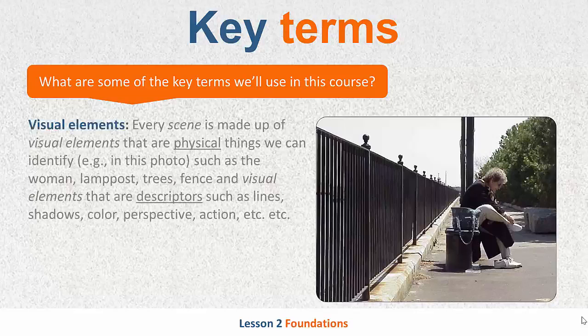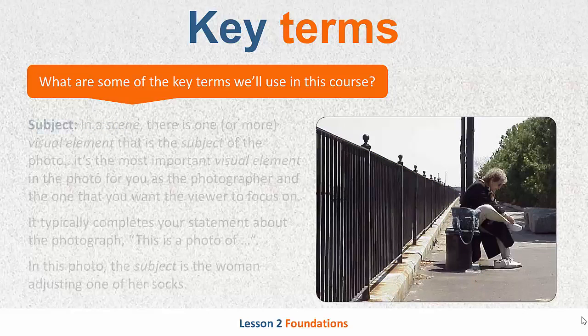Every scene is made up of visual elements that are physical things we can identify, such as the woman, lamppost, trees, fence, and visual elements that are descriptors, such as lines, shadows, color, perspective, action, etc.